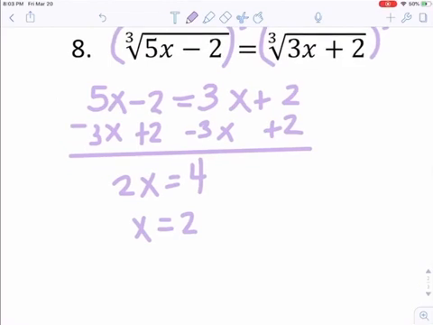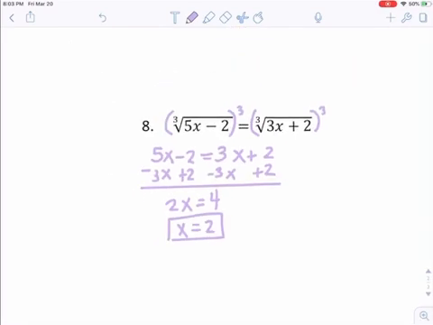This one's a little bit easier to do a mental check. 5 times 2, that's 10. 10 minus 2, that's 8. And then I get 3 times 2 is 6. 6 plus 2 is 8. So on both sides, I'm going to get the cubed root of 8. So this one checks out as well.